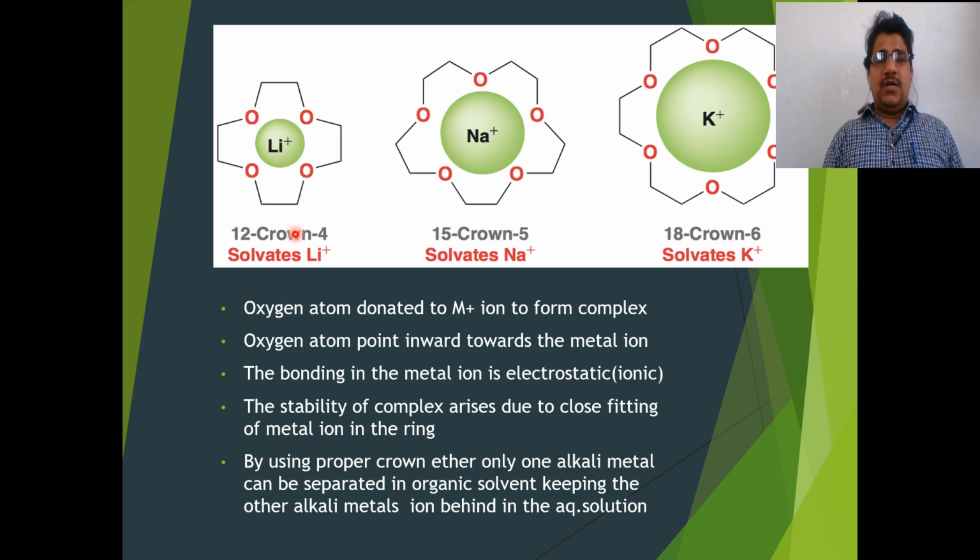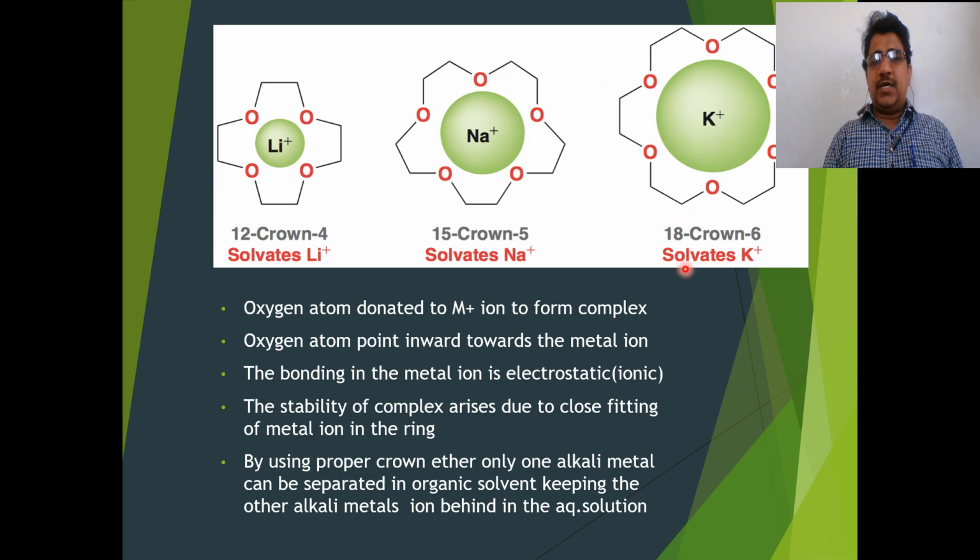And next, crown means it is a ring-like structure, and the 4 suffix indicates the total number of oxygen atoms present in the ring. Now there are 1, 2, 3 and 4 oxygen atoms present in the crown ether. Therefore it is 12 crown 4. Similarly 15 crown 5 means the total number of atoms in this ring is 15, and 5 means there are 5 oxygen atoms, that is 1, 2, 3, 4 and this one is the 5.